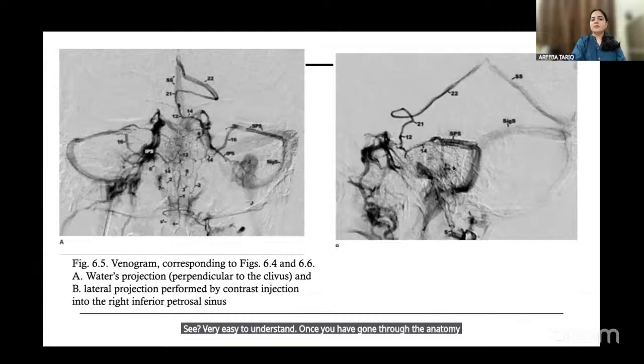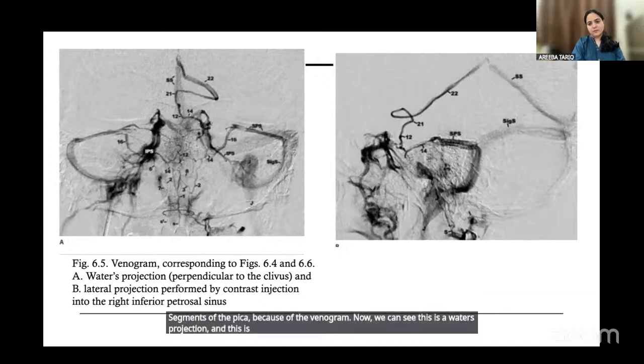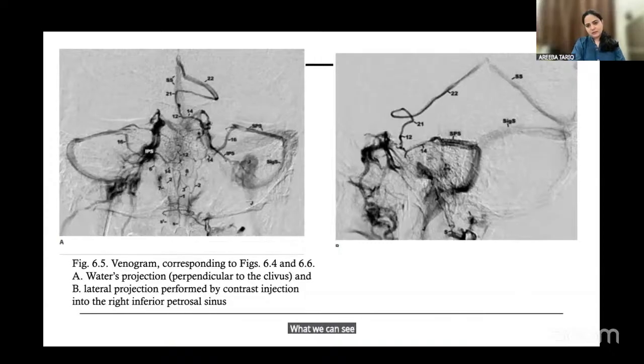Similarly, why were we so concerned about the segments of the PICA? Because of the venogram. Now we can see this is a Waters projection and this is a lateral projection. What we can see, this is a delayed phase, so we can see sinuses over here. This is the superior, this is the sigmoid sinus. We can see the superior petrosal sinus. We can see part of the inferior petrosal sinus somewhere here.